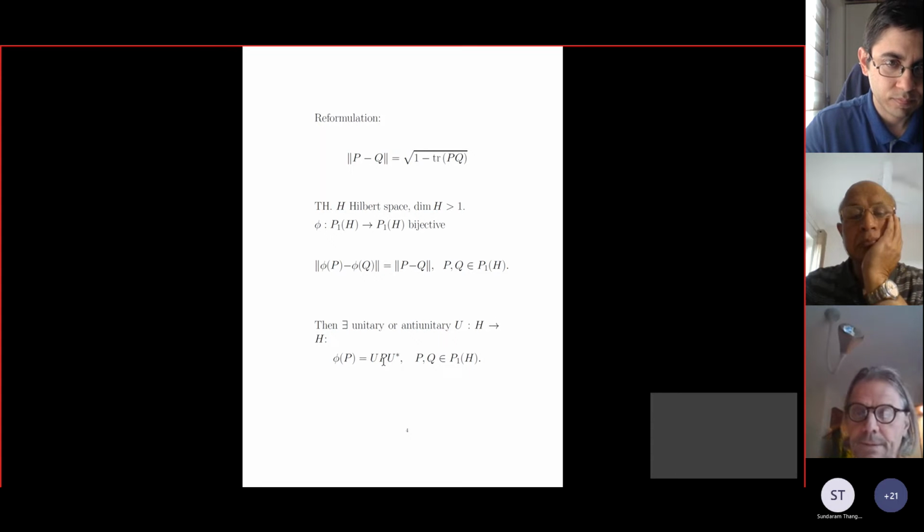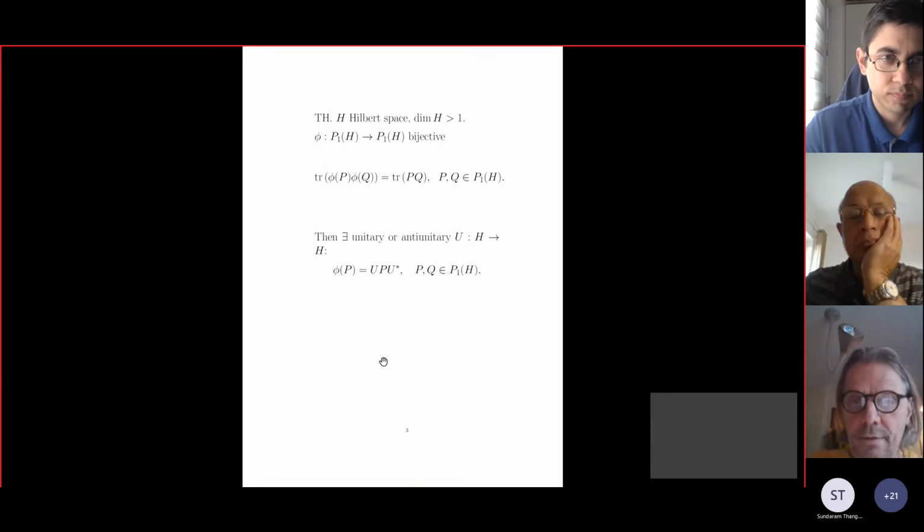Now we have this theorem, and we are going to ask, can we do it a little bit better? What would be a little bit better? Do we really need the bijectivity assumption here?